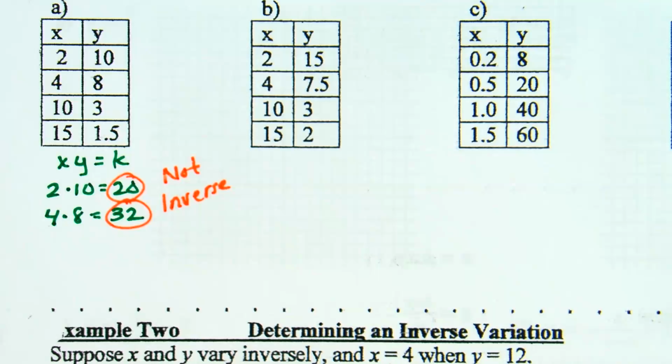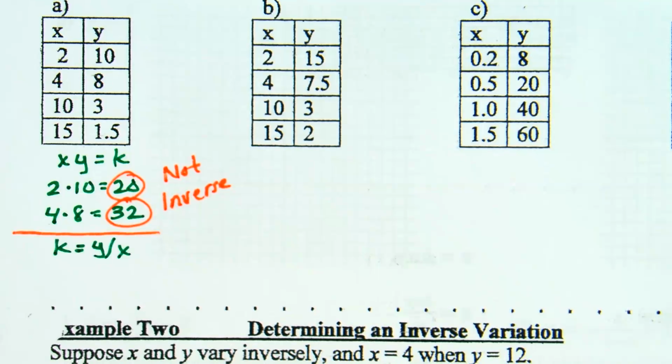So we know it's not inverse. Now what can we check? Is it direct? And if it's direct, what's the equation for k? If you look up above, it was k equals y divided by x. So you take all of your y's divided by their corresponding x's and test it, right? So the first set is going to be what? 10 divided by 2, which is 5.